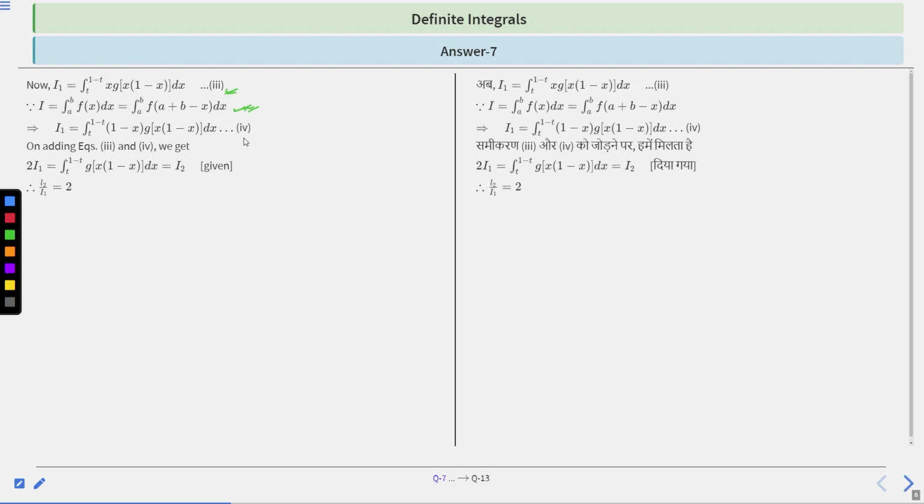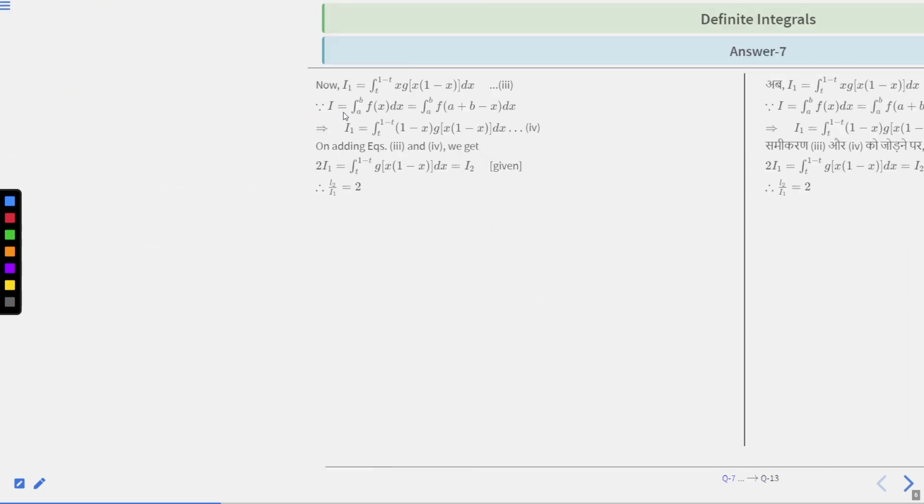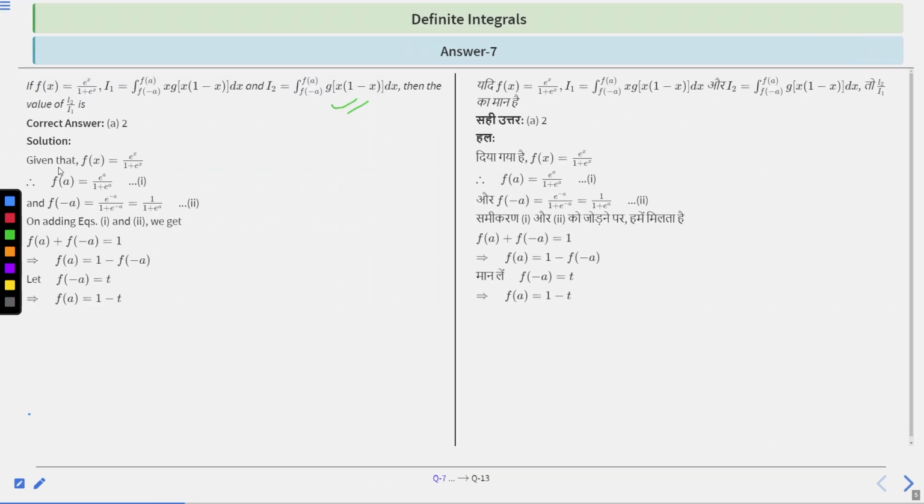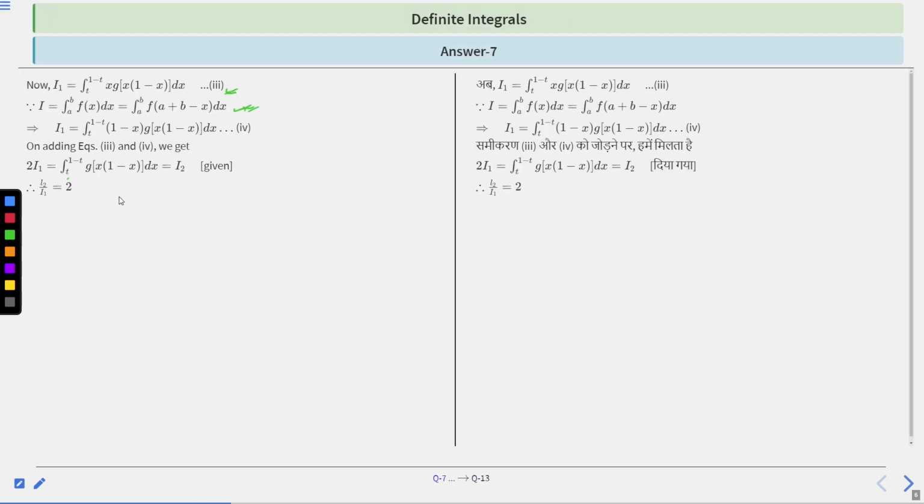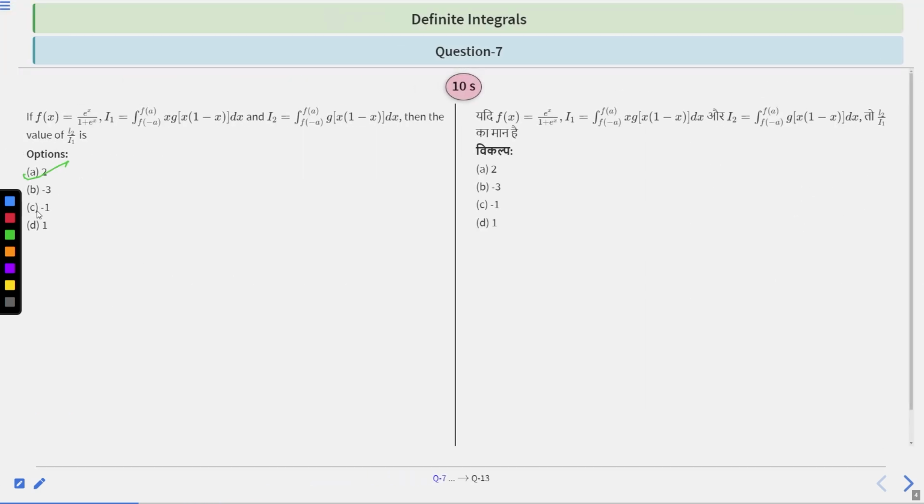Now adding equation 3 and 4, you will get 2I1 is equal to the integration of t to 1 minus t, g of x into 1 minus x dx, which is equal to I2, as you can see from here. Because t is basically f(-a) and 1 minus t is basically f(a), so this term is basically I2. So I2 upon I1 is 2, right? I2 upon I1 is 2. So I think option A is the right choice. 2 is the right answer. Got it? A is the right choice.